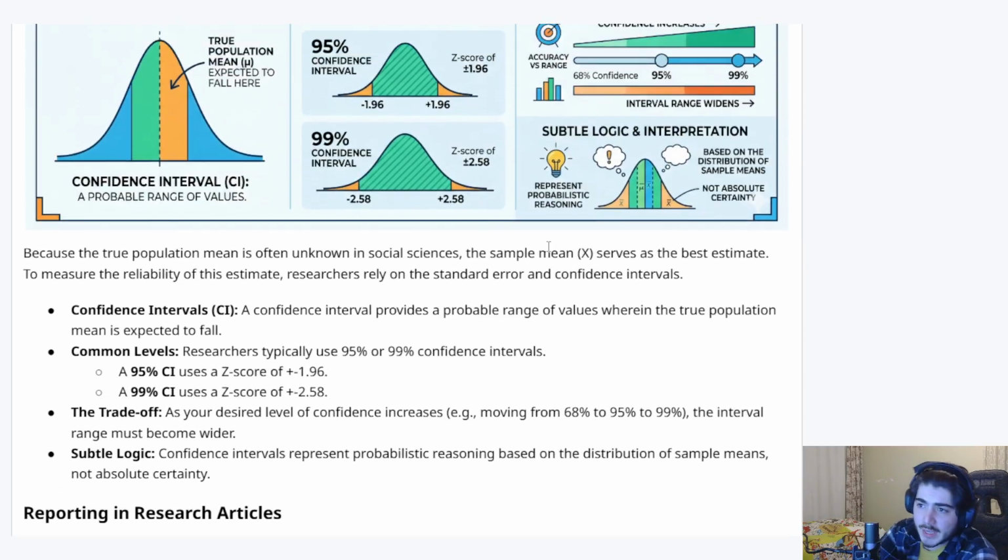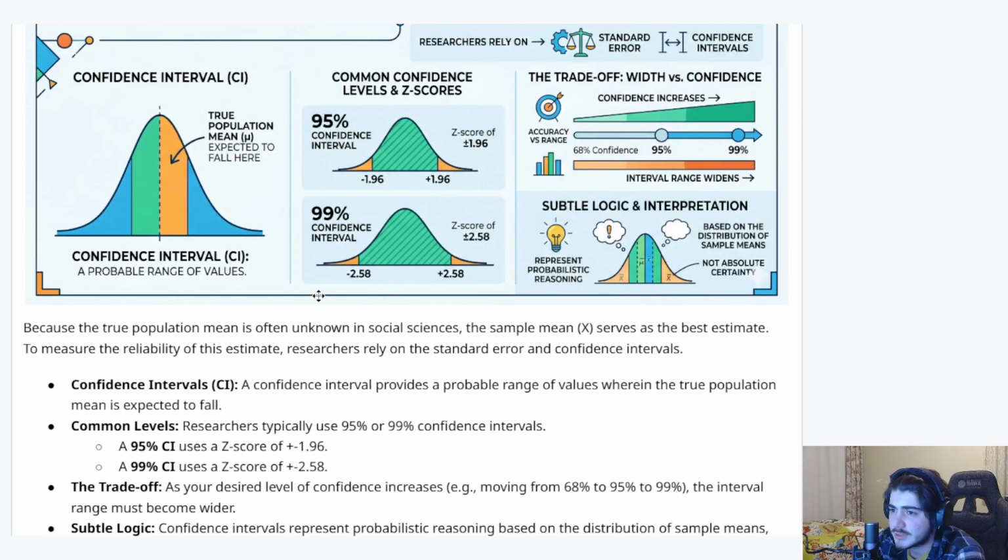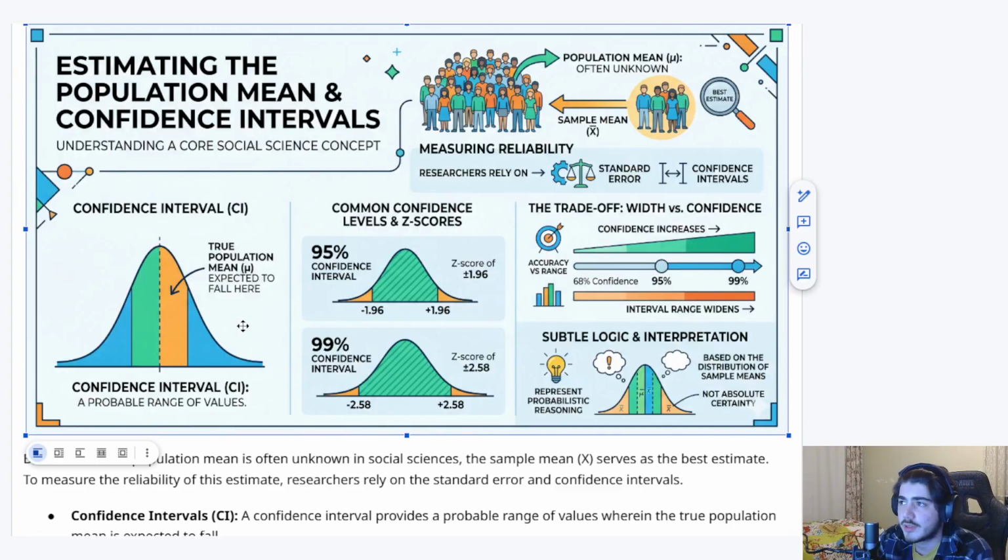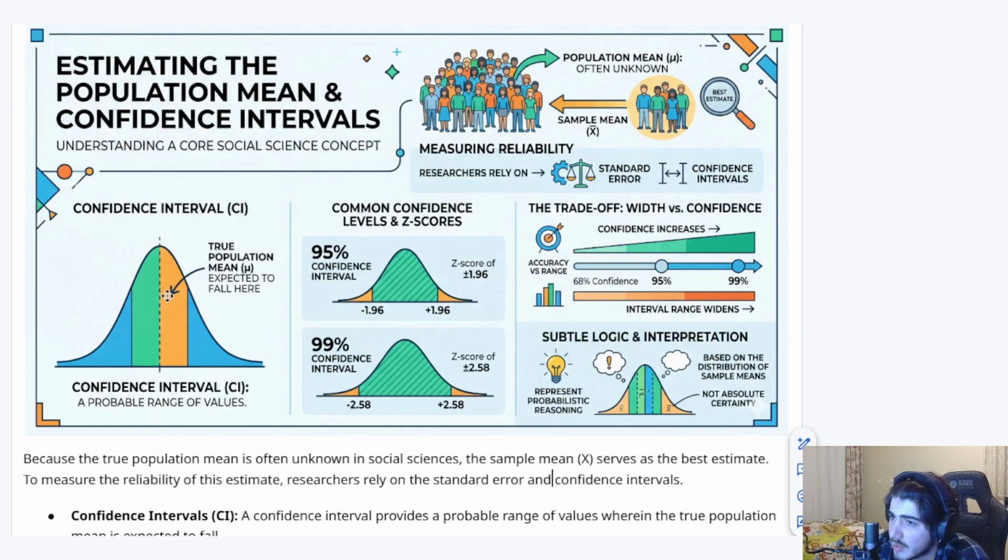Now, this is the actually very confusing part. We don't know the population mean, usually. We don't know mu. We only know the sample mean, which is our best estimate for the population mean. Researchers often rely on the standard error and the confidence intervals. So the confidence interval is the range where the actual population mean is expected to fall.